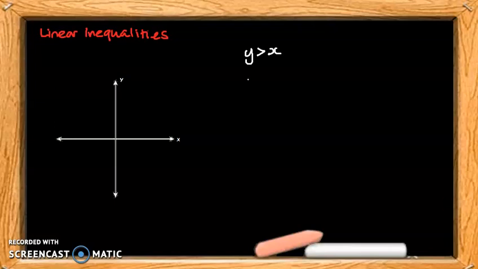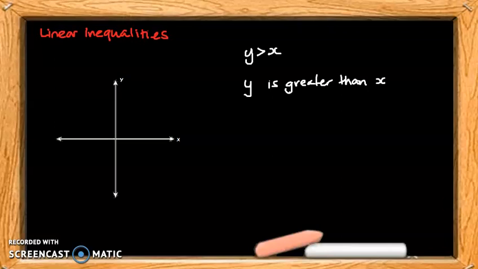And this means y is greater than x. And the way I remember that is because towards the y you've got 2 points, whereas towards the x you've only got 1. And y therefore is bigger than x.